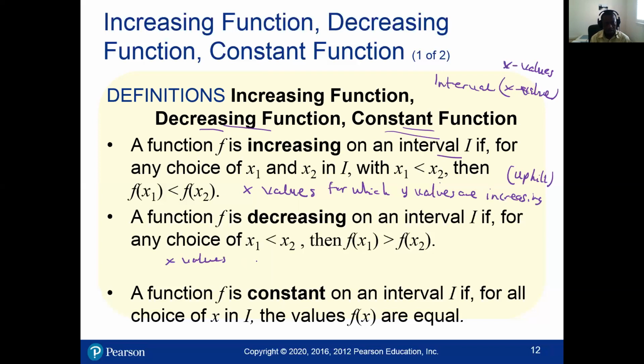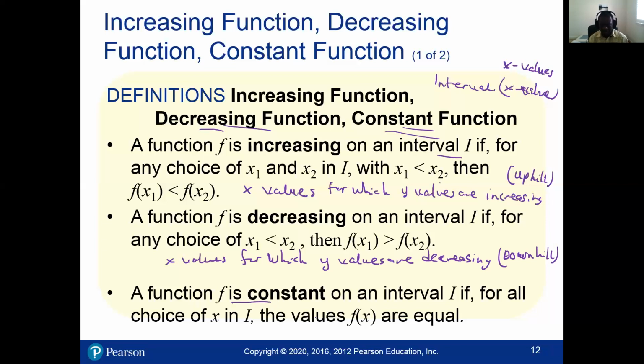Similarly, we are looking at the intervals, which are the x values, for which the y values are decreasing. Or we are looking at what? They are going downhill. And then they say they are constant.